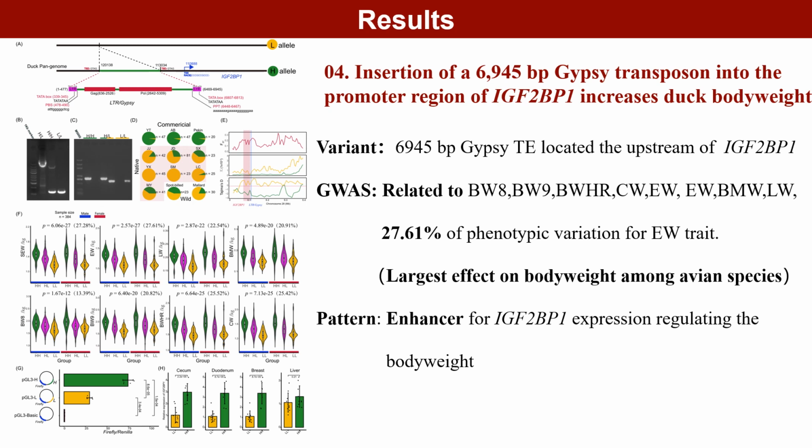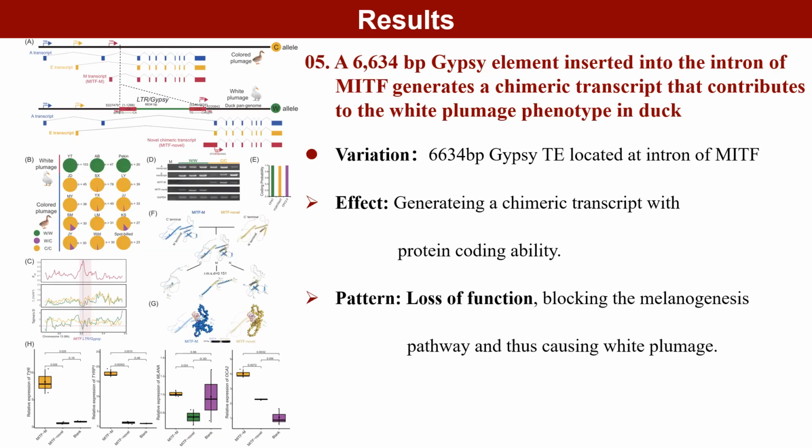For the TE upstream of IGF2BP1, further natural population evidence proves that this variation is significantly related to body weight traits and has been strongly selected during the improvement process. For the transposon insertion in the intron of MITF, we found in the verification population that the transposon insertion is significantly related to the white plumage trait. Through RACE experiments, it was found that the transposon insertion produced a new chimeric transcript, significantly reducing the expression of the original transcript.